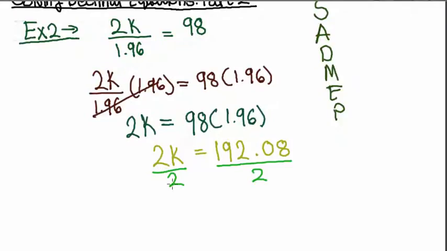When I further simplify the left-hand side of this equation, I'll be left with only the variable k. Then, when I simplify the right-hand side of this equation, 192.08 divided by 2 will give me a final answer of 96.04. So the solution to the equation 2k divided by 1.96 equals 98 is 96.04.